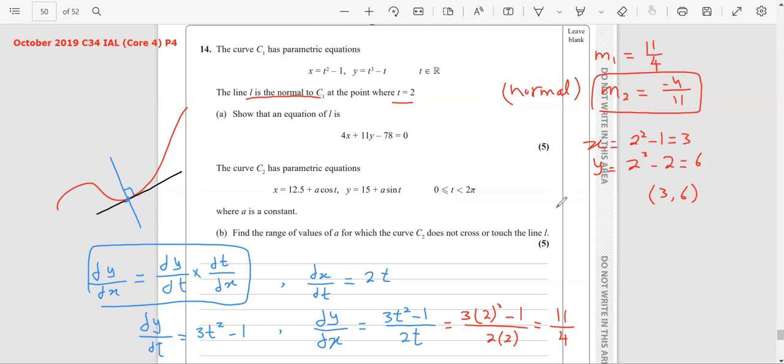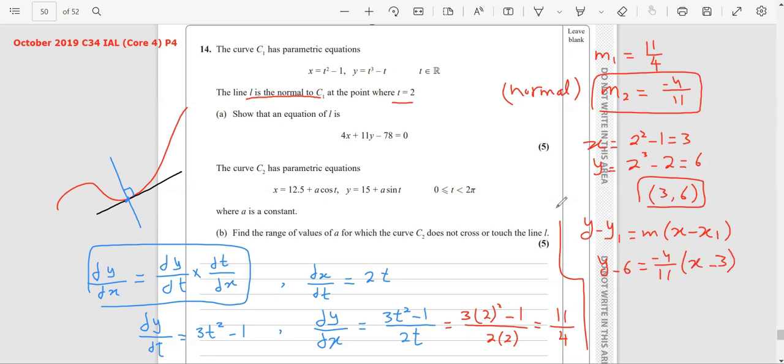So now we have a point and we have the gradient. So let's work on the equation. The equation will be y minus y1 is equal to m multiplied by x minus x1. So y minus 6 is equal to negative 4 over 11 multiplied by x minus 3. So you need to expand: make the 11 on this side, multiply by this side, and negative 4 by this side. So you're going to have 11y minus 66 is equal to negative 4x plus 12.